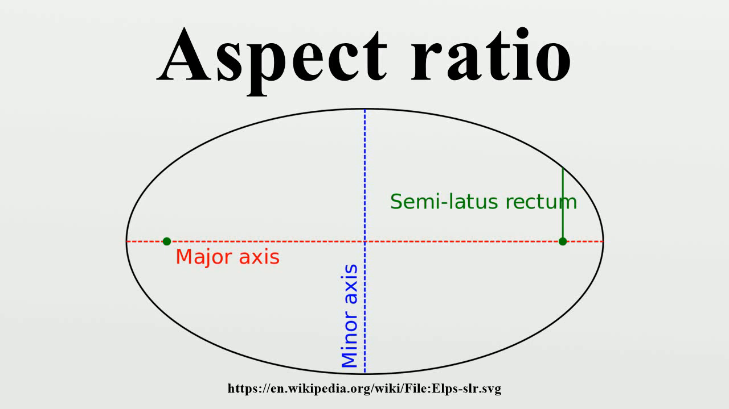The aspect ratio of a geometric shape is the ratio of its sizes in different dimensions. For example, the aspect ratio of a rectangle is the ratio of its longer side to its shorter side, the ratio of width to height.